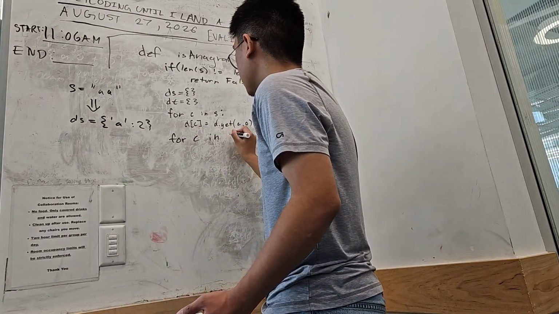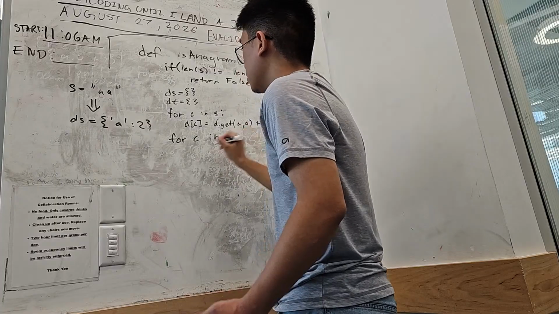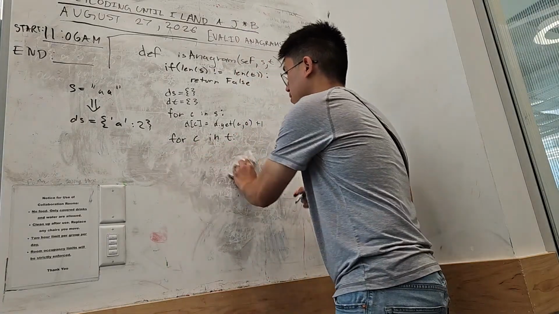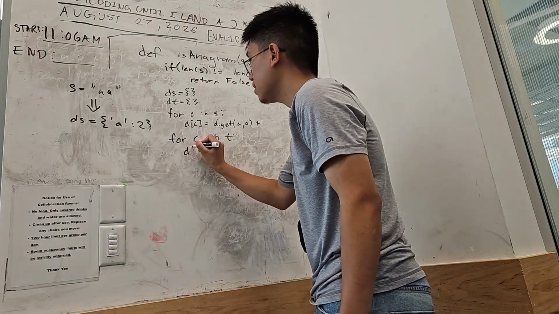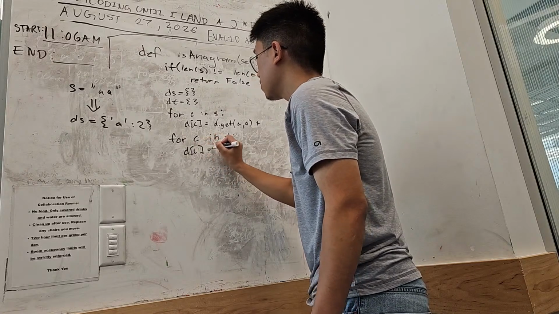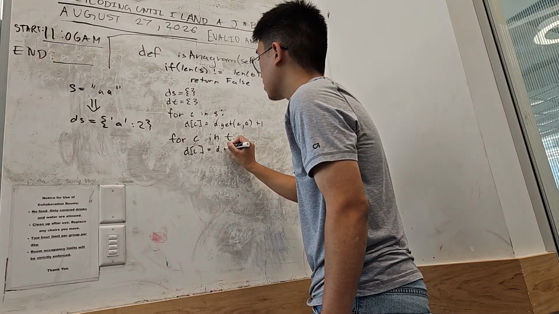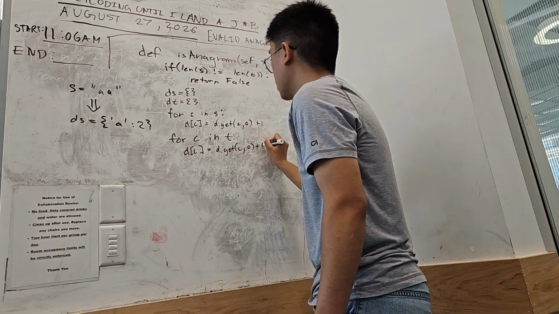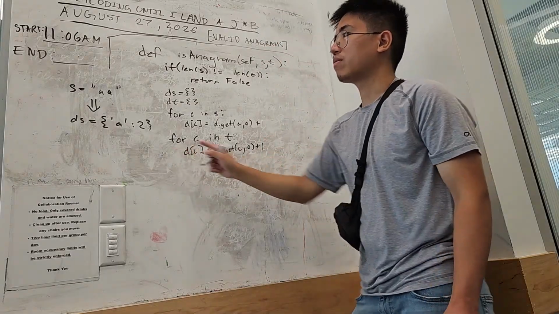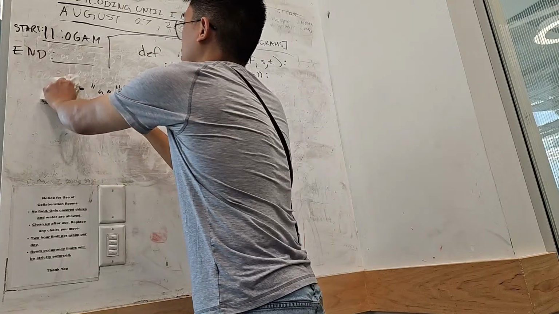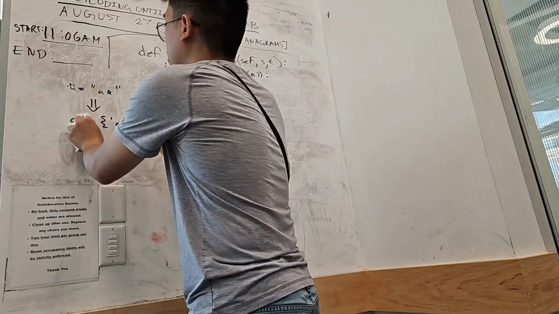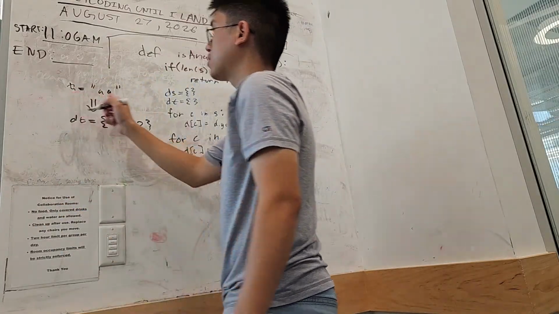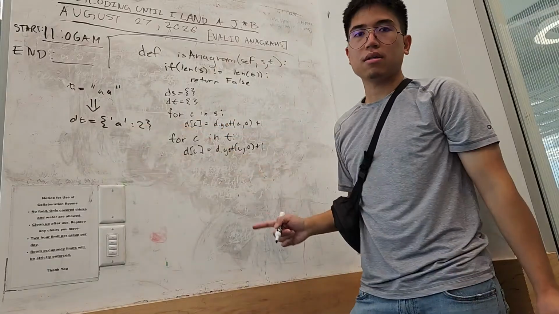For c in T. So now we're gonna go through every character in T. We're gonna say d of c equals d.get c, 0, plus 1. So yeah, we're just doing this pattern. We're converting our T into a map or a dictionary, whatever you're gonna call it. Map, dictionary, whatever. AA and then goes like that. Right?